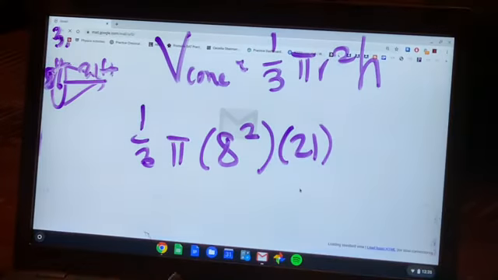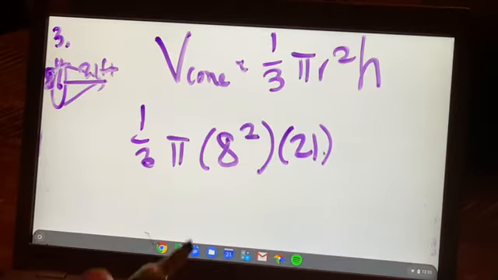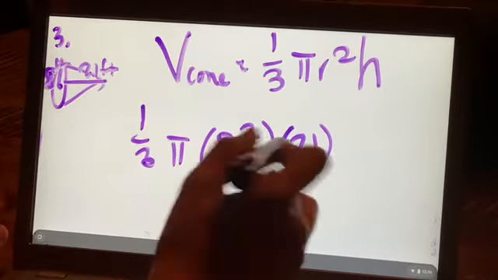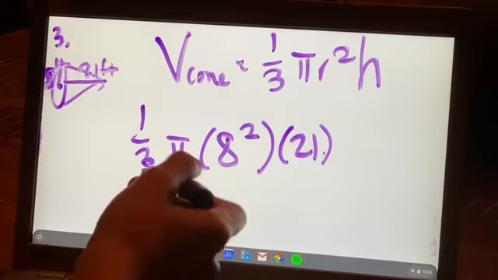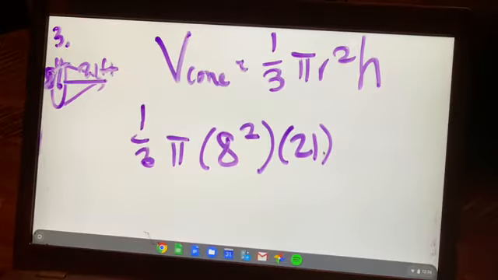So we take 1/3 times pi times 8 squared times 21. Remember that 8 times 8 is 64, so you can plug that in there. I just multiplied this and then divided it by 3. You can also put it in as a fraction, 1/3 times this. There's a lot of different ways that you can arrive at this.